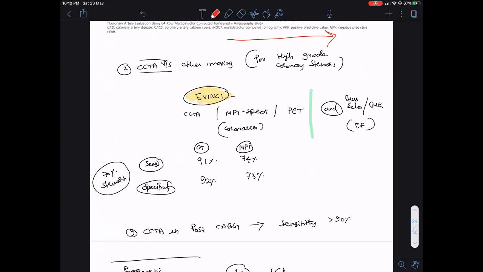So what happens when you compare the CCTA versus other imaging modalities? So we've talked about the invasive coronary angio in those three studies. The eVinci investigators looked at CCTA versus other modalities. That is, they used MPI, they used PET to look at coronaries. So it was found that the sensitivity and specificity were quite high for patients with more than 70% stenosis.